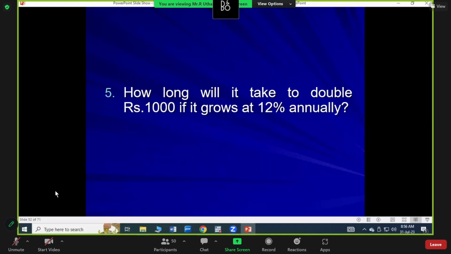We will do some exercises on the concept of time value of money. I project this one. The fifth one, everyone must take down in your exercise book and follow the steps to answer this question. You must do the exercise in your exercise book. So how long will it take to double 1,000 rupees if it grows at 12% annually?